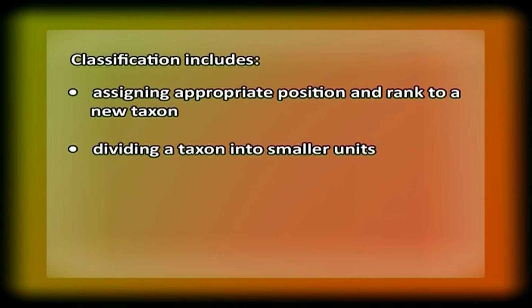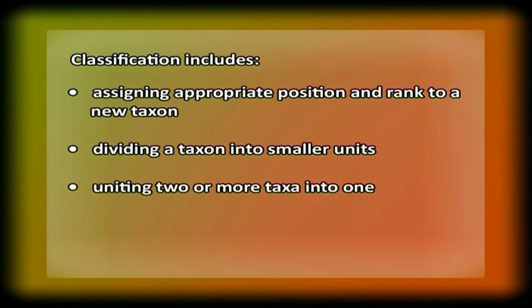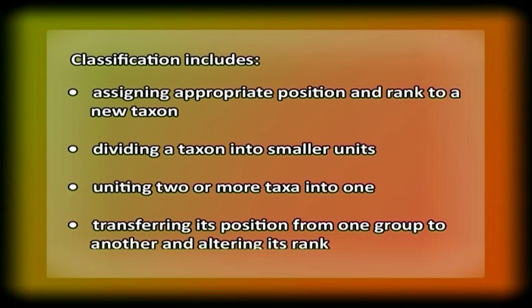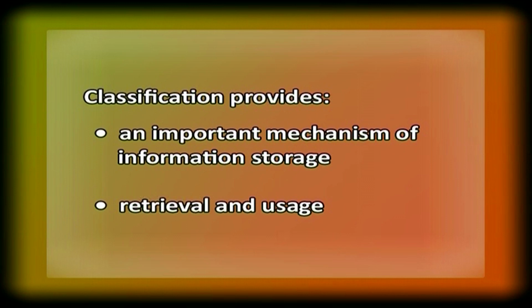The process of classification includes assigning appropriate position and rank to a new taxon, dividing a taxon into smaller units, uniting two or more taxa into one, transferring its position from one group to another, and altering its rank. Once established, a classification provides an important mechanism of information storage, retrieval, and usage.